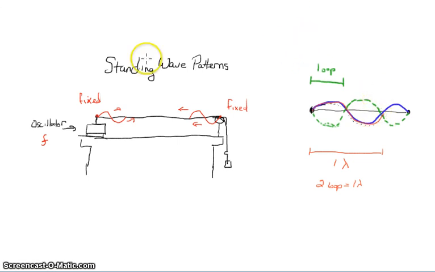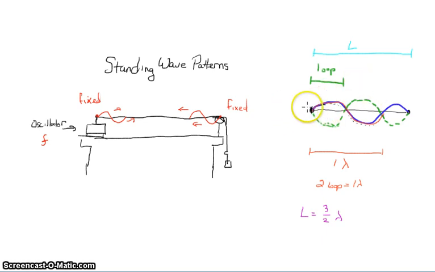Now, the string itself has a length, and that's related to this distance L. So we can look at this and say, alright, well, if I know that two loops are equal to one wavelength, and the length of this string is L, we can combine these things and talk about how the length of the string, in this case, is going to be one whole cycle and a half. So this would be 3/2 of the wavelength. Alright, and that's what this standing wave pattern actually represents.